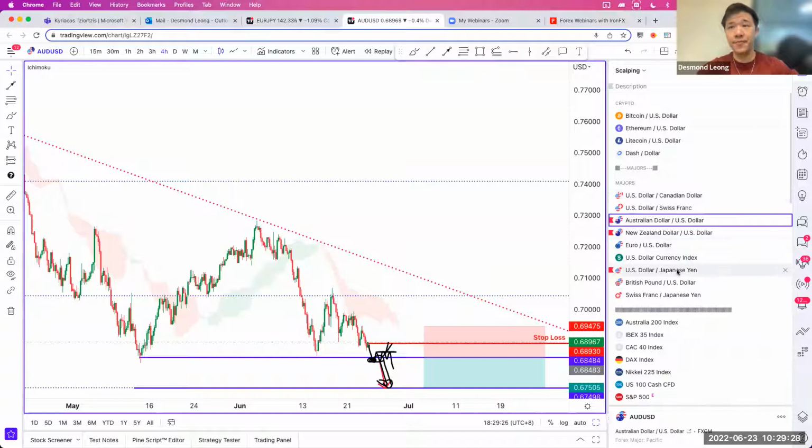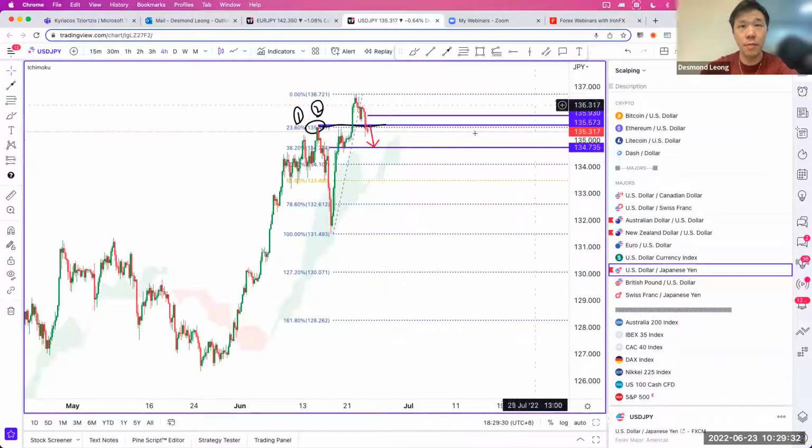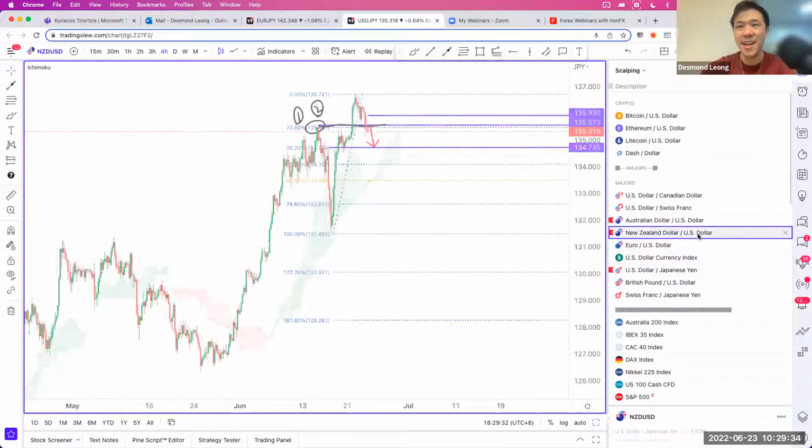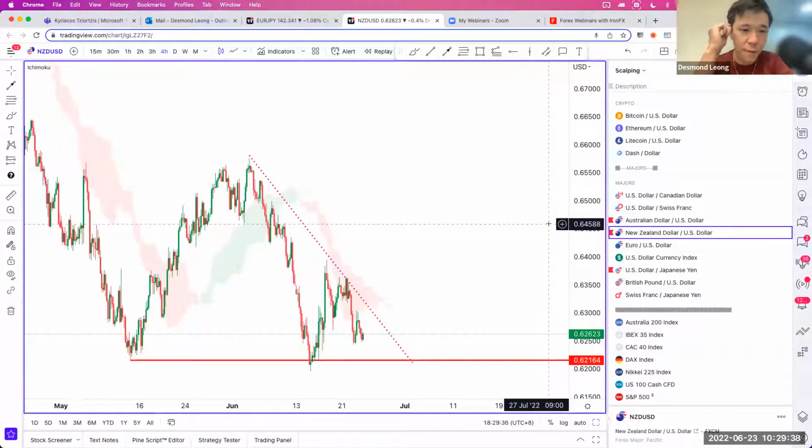Now, one of the trades that I was looking at is dollar yen. I hope it continues to drop. I'm in the dollar yen trade actually. Now, Kiwi dollar, same thing. So now one additional thing I'm going to teach you guys is correlation.